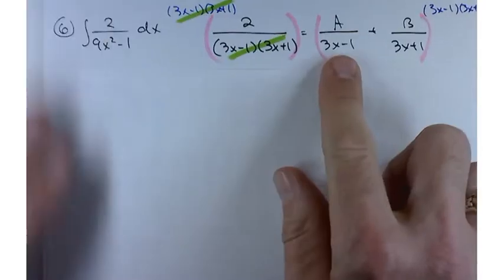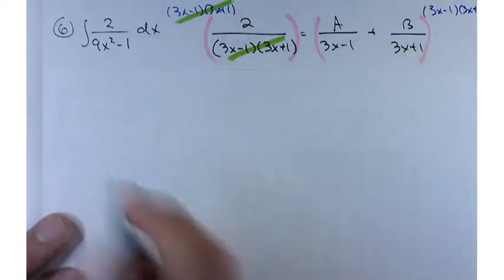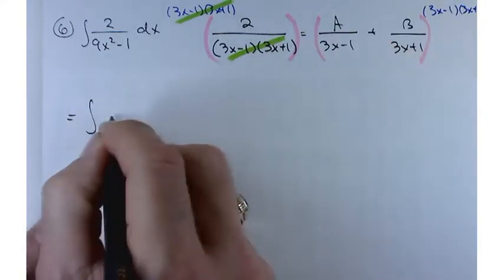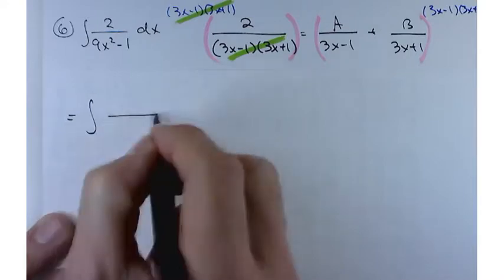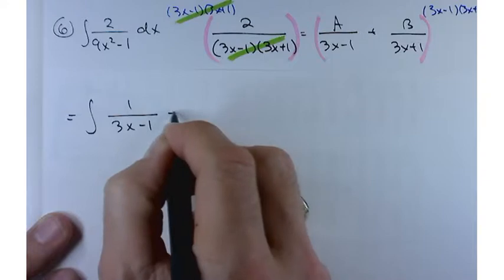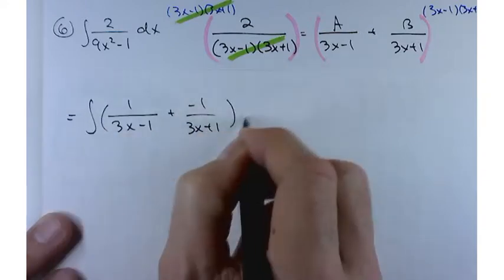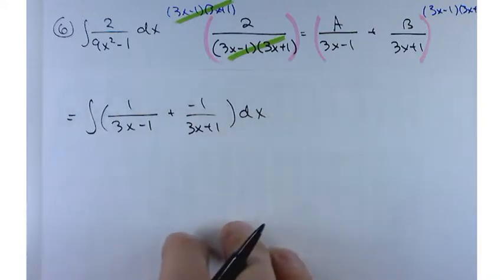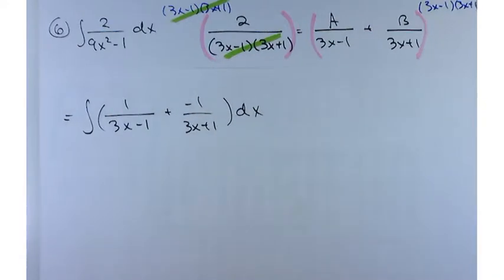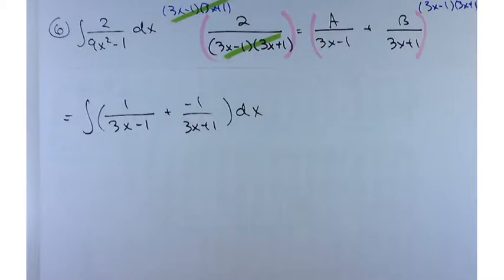Let's go back to the top here. I ended up with 1 for A and -1 for B. So I can rewrite this as an equivalent problem: the integral of 1 over 3x minus 1 plus -1 over 3x plus 1 dx. I went through a lot of effort to get there. Did it do me any good? Can I integrate this whereas I couldn't integrate that?